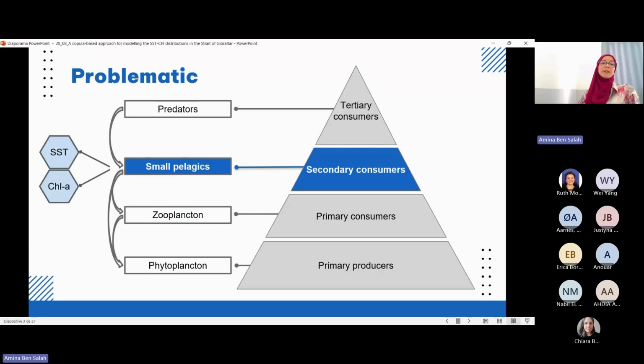The following diagram illustrates the marine food chain, highlighting the position of small pelagic fish in this chain. These fish act as intermediaries, consuming phytoplankton and serving as prey for larger predators. Any changes in SST and chlorophyll-a concentration can lead to the migration of the small pelagic fish, affecting the entire marine ecosystem. In this study, we use chlorophyll-a concentration as an indicator of phytoplankton abundance, making it a crucial variable for understanding marine productivity.